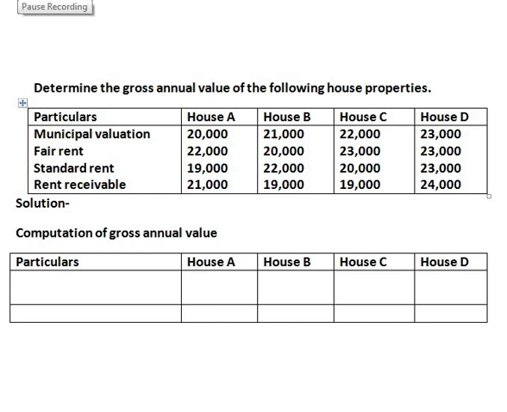Hello everyone. Now we are going to solve one sum on gross annual value of house property. The question is, determine the gross annual value of the following house properties. You are given four different houses A, B, C and D, and you are given information as municipal valuation, fair rent, standard rent and rent receivable. Using this information, you have to calculate the gross annual value of house property A, B, C and D.